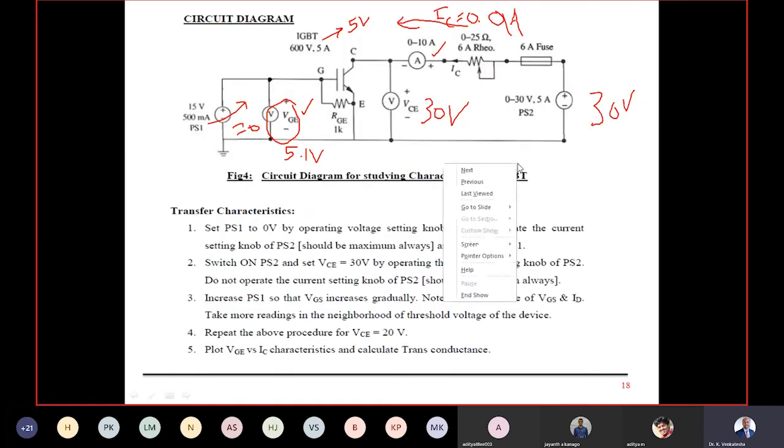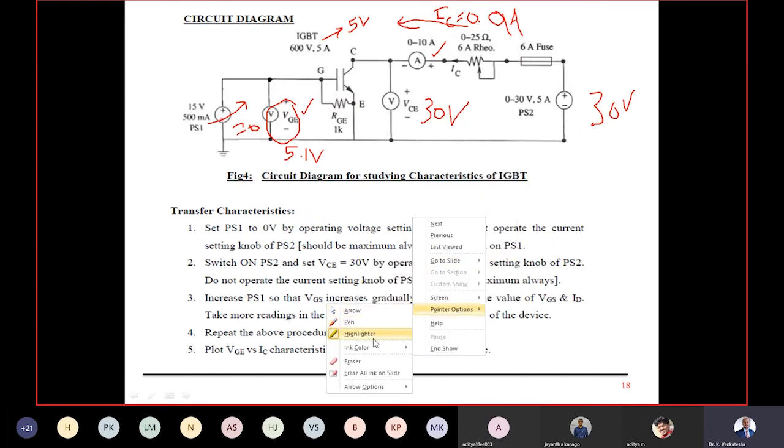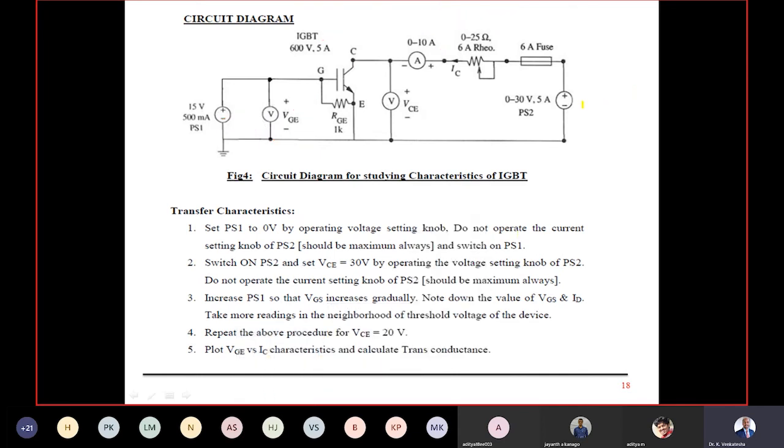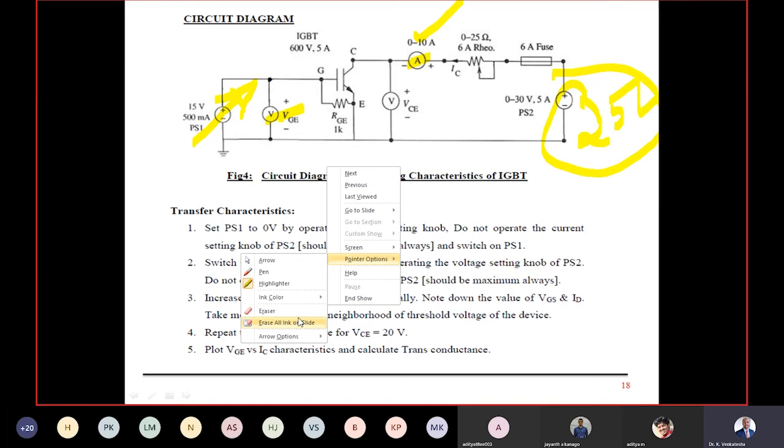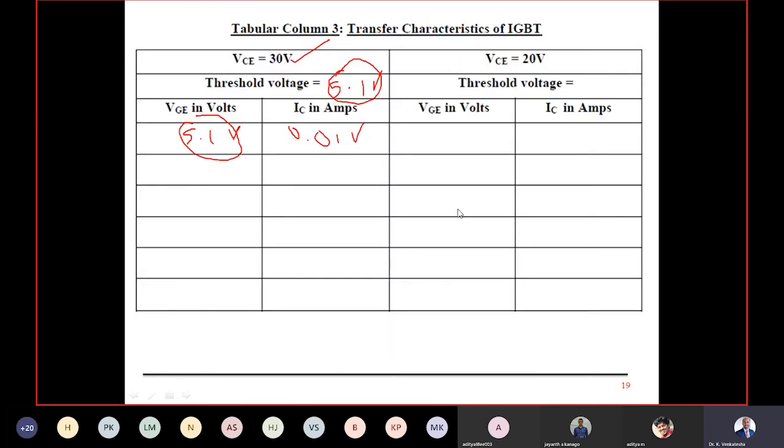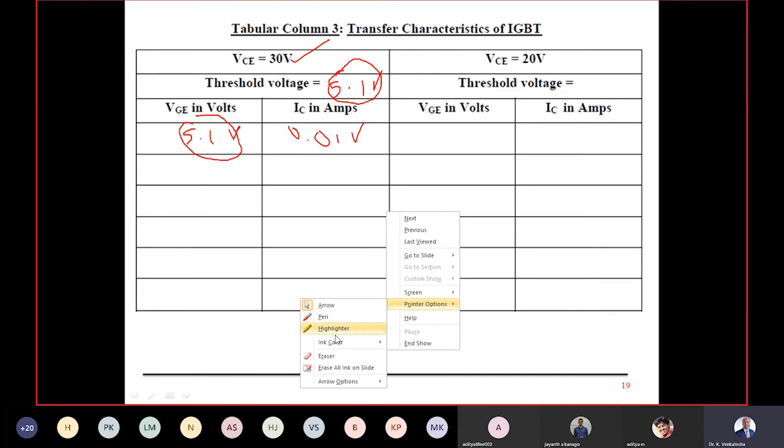Then you set your VCE, instead of 30, to 25 or 20 volt. It doesn't matter. Again, do the same experiment. So what we do here, set it to 25 volts, for example. Then gradually increase PS1, and at one particular point when VGE is a little bit more than 5 volts, some small current flows here. Note down the first reading. Further increase PS1 and note down VGE versus IC. Tabulate it for the 25 volt constant value of the output of PS2, and note down all the values for the second case also. So this is my transfer characteristics.